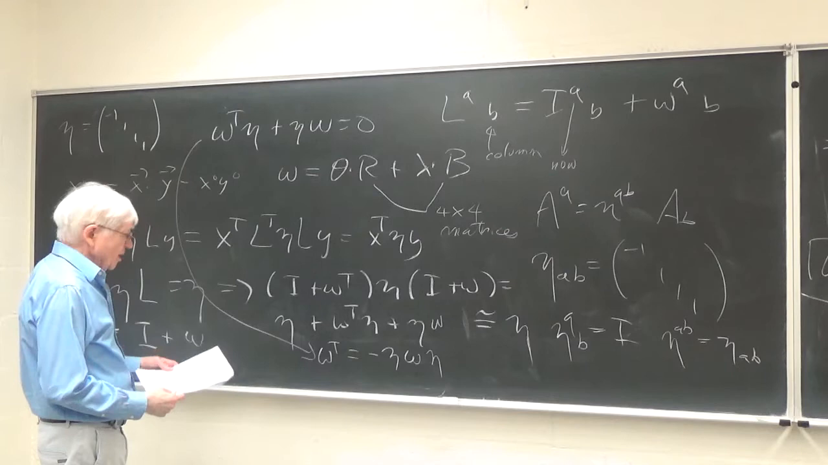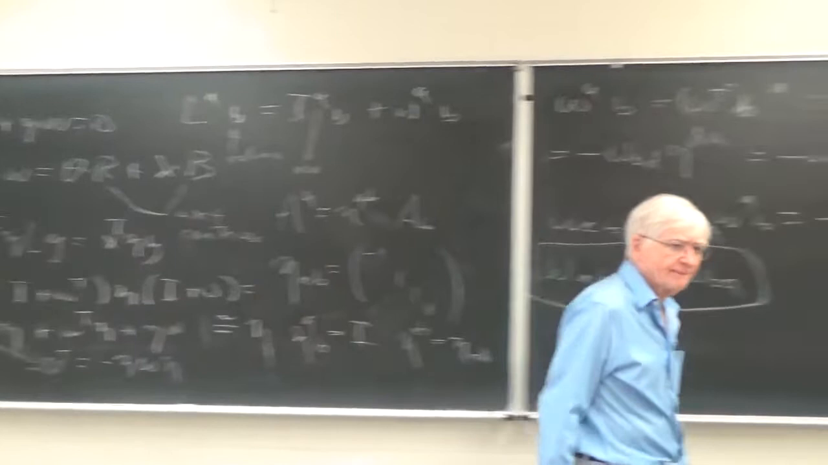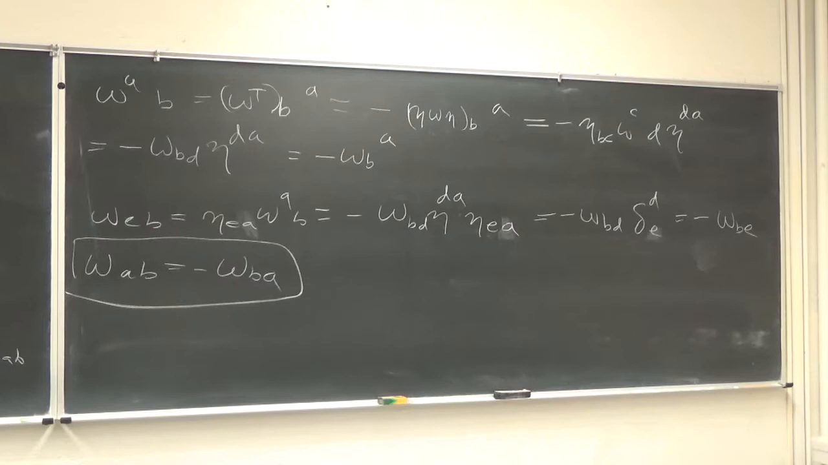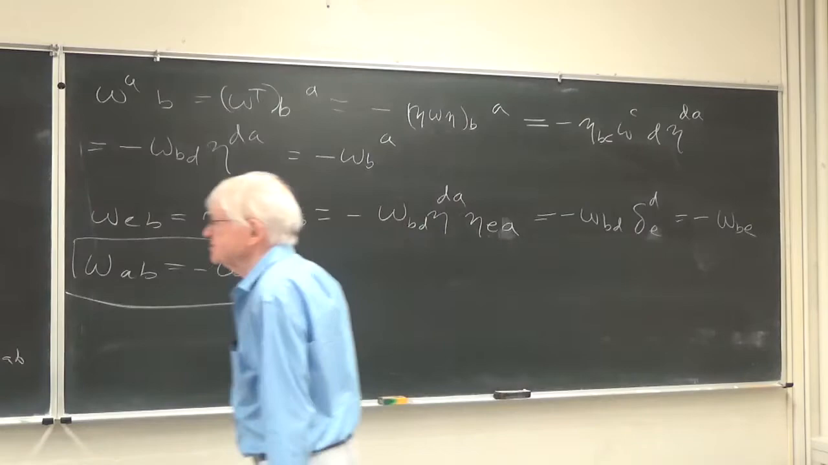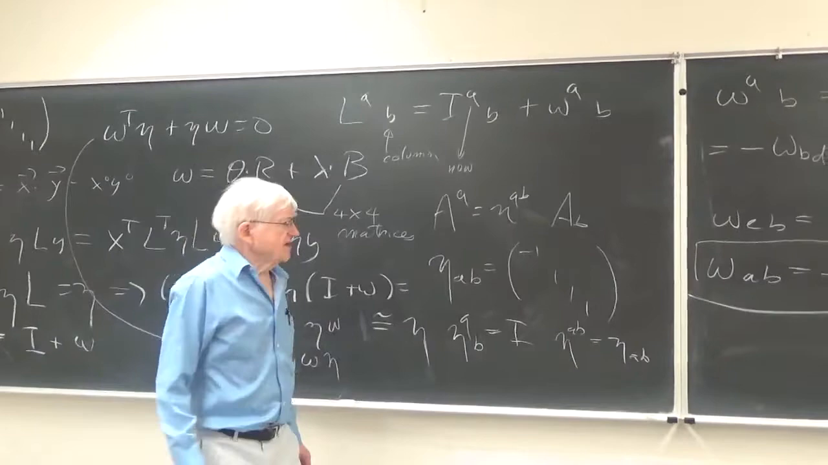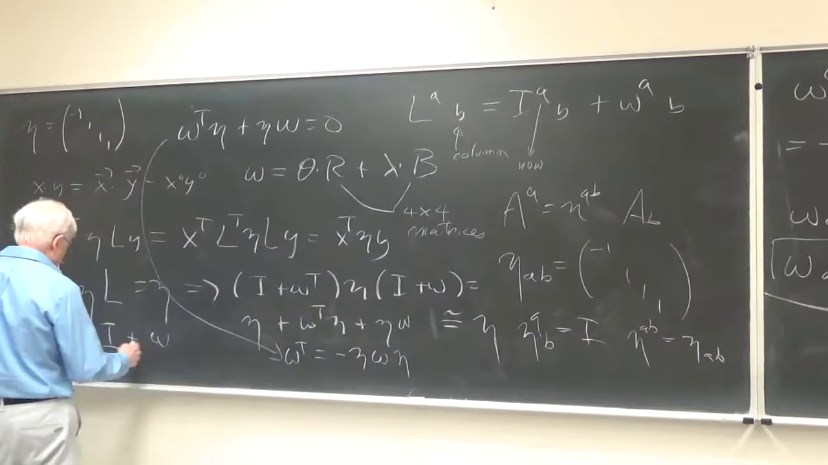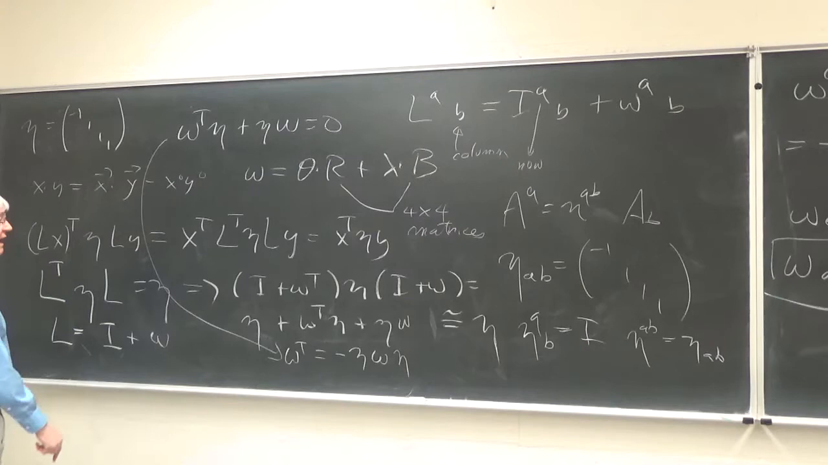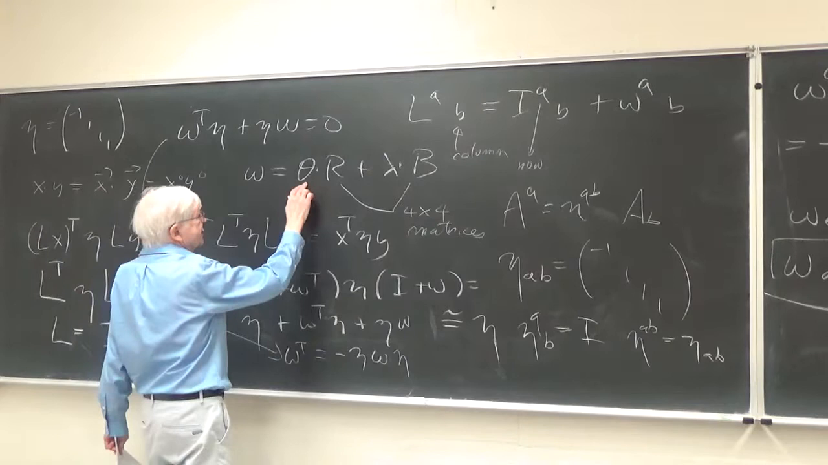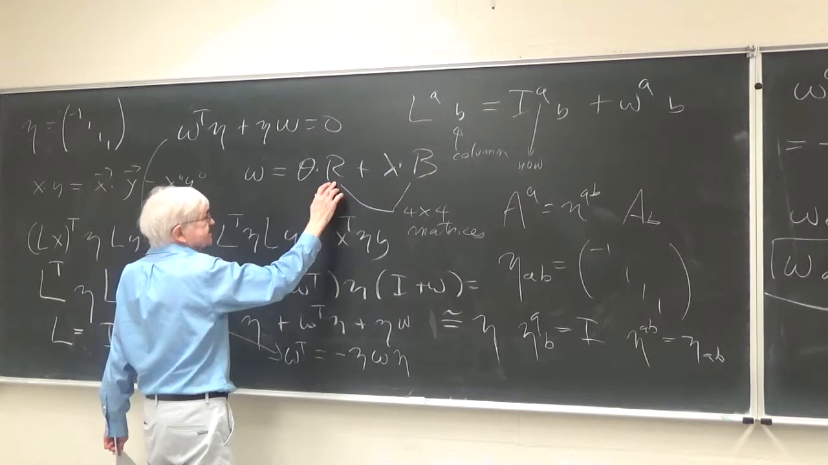So how does this not apply to the boosts? Because aren't the generators of boosts symmetric? Is it because both indices are lower? I don't know. Eta is just the metric of flat space-time. Oh, sure, but these omegas, will these be omegas the generators? These omegas are the parameters that make up a small Lorentz transformation, and in particular, the matrix omega is a generator of a small Lorentz transformation.